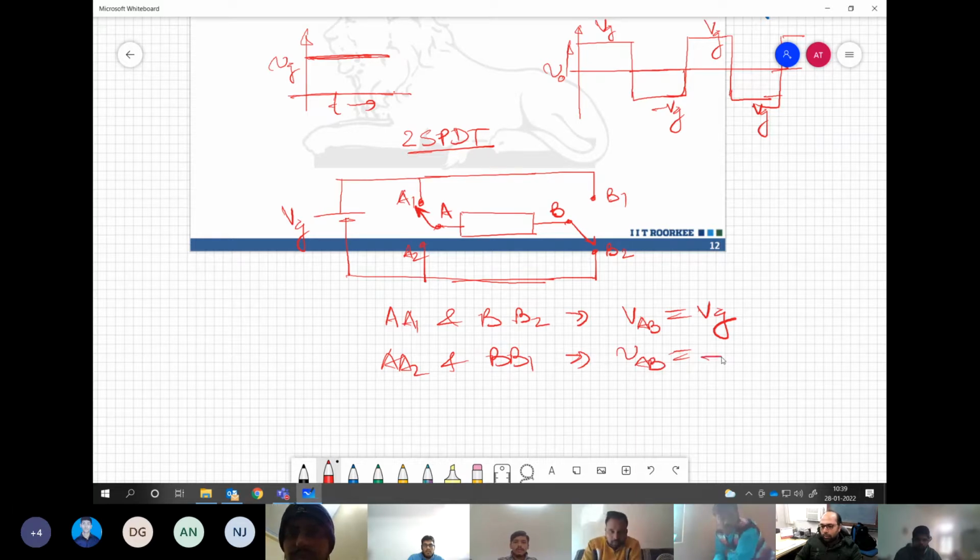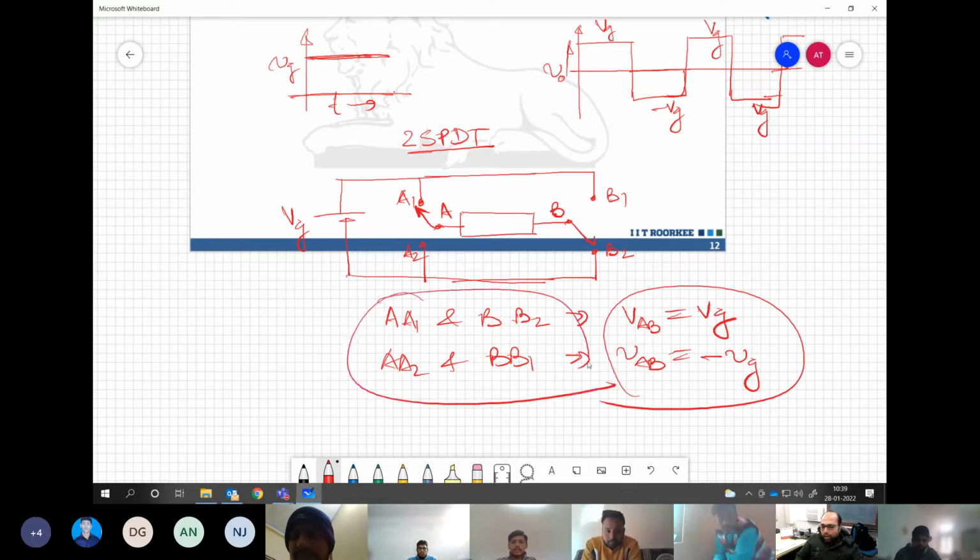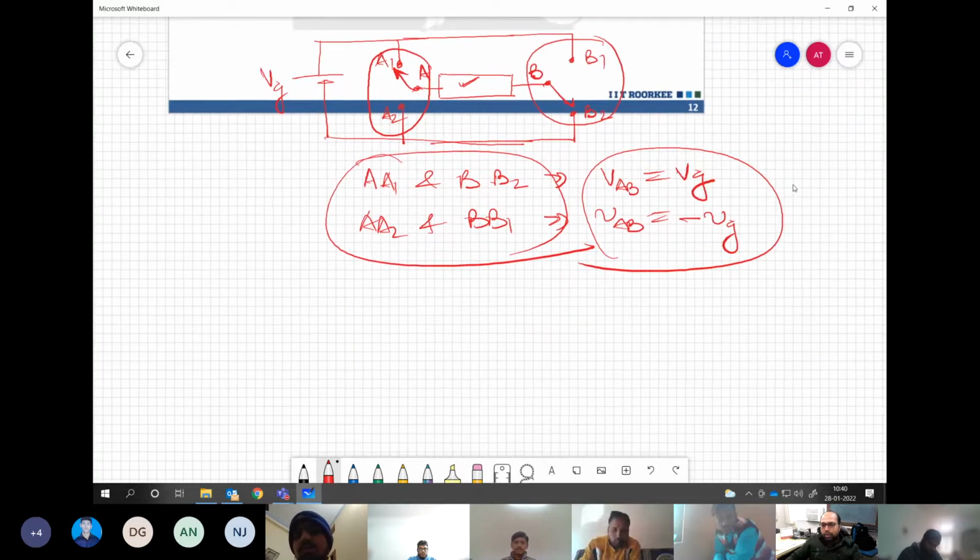Minus VG. Minus VG. Are you getting this point? We have only made an arrangement so that we can apply a reverse polarity of voltage across this load. Nothing more. And which is achieved through two SPDT switches connected across the load. And this forms the basis of conversion of voltage from DC to AC.